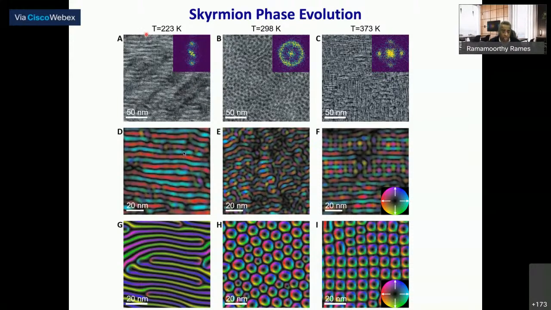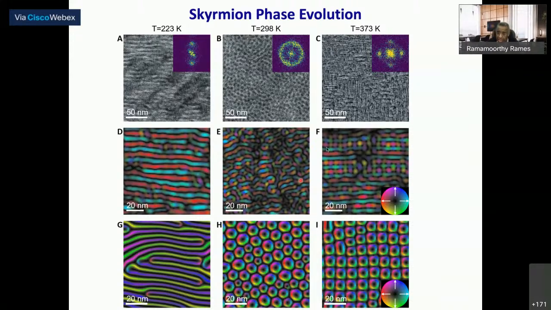At very low temperature, if you look at these images, that's the actual image. This is the processed image. It starts to form what we call serpentine or long needle-like domains. As you go from 223 to room temperature, it starts to break up, kind of like a Rayleigh-Taylor instability. It starts to break up, and if you look at the phase field, that is exactly what it's predicting. There is just a very small change in the state of strain in the system.